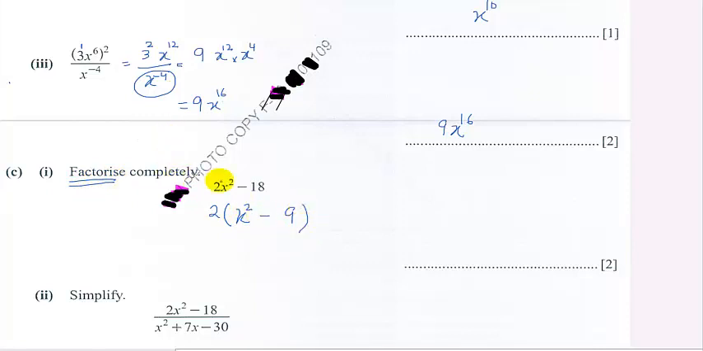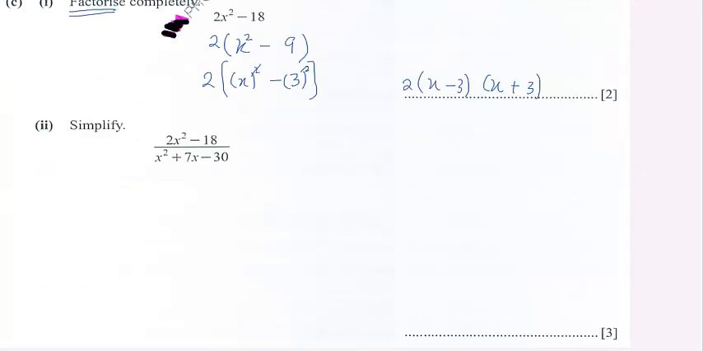Now we have two terms and there is a negative sign between them. So this is 2, and this is x square, and this is square of 3. When we have two squares and there's a negative sign between them, we take the square roots. So the factorization is 2 times x minus 3 and x plus 3. So this is the factorization.